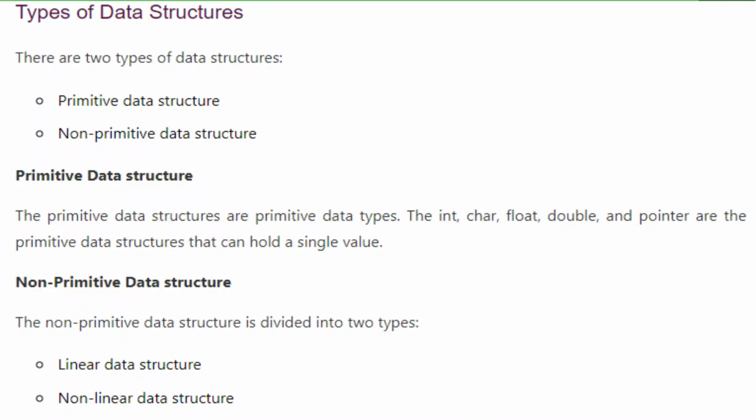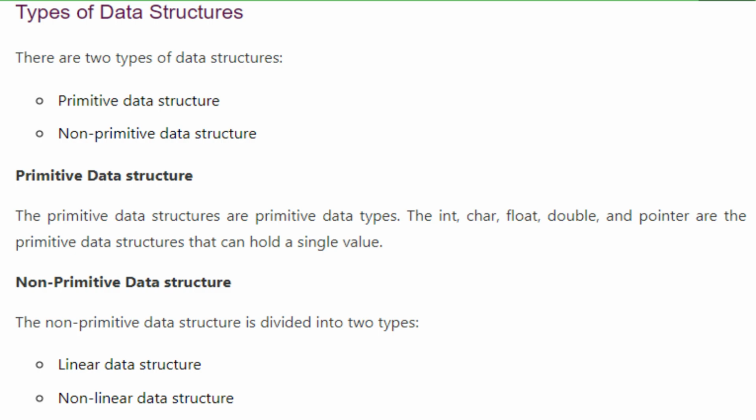Now the question is, how many types of data structure are there? The simple answer is 2. Primitive data structure and non-primitive data structure. Now what is primitive data structure? The primitive data structures are primitive data types. For example, character, float, double and pointer are primitive data structures that can hold a single value. Now as you know, arrays, linked lists, trees and graphs need multiple values in that single variable.